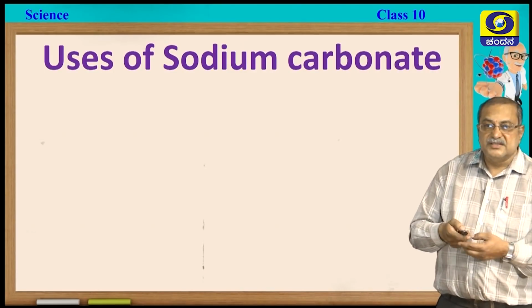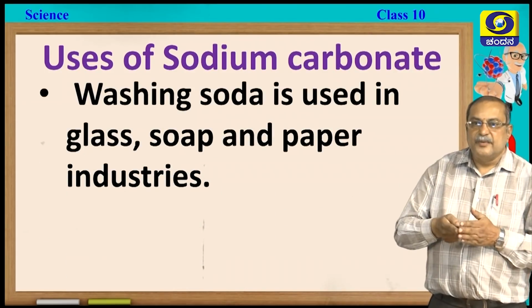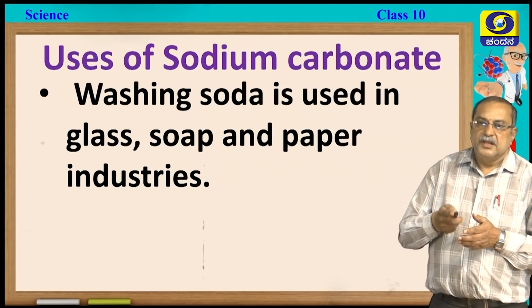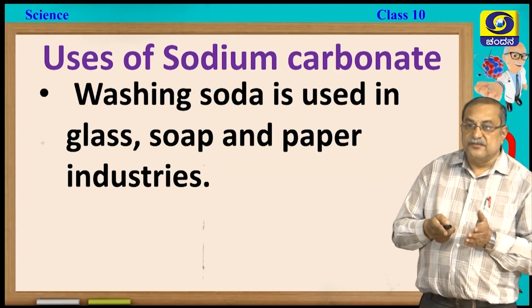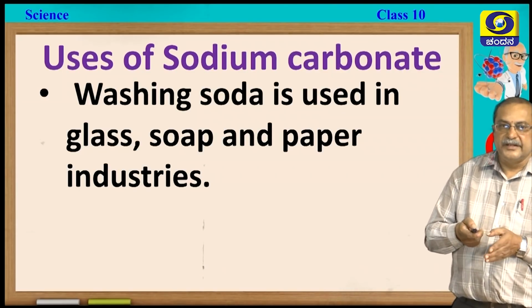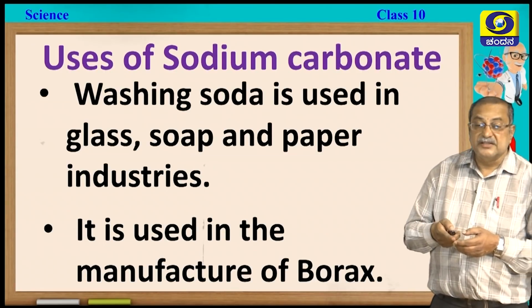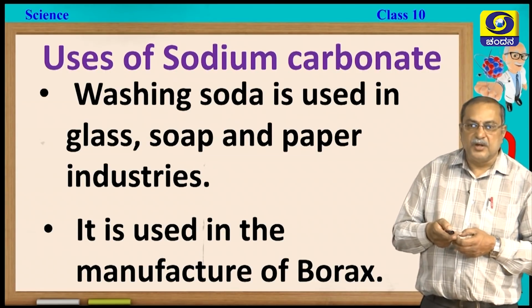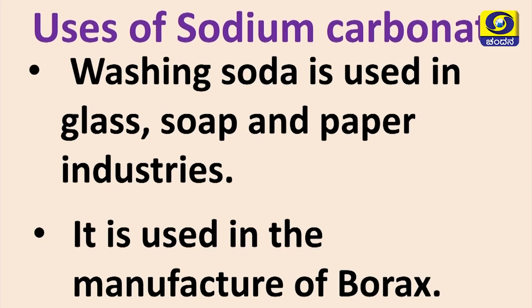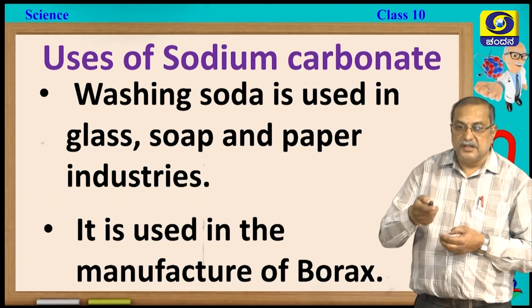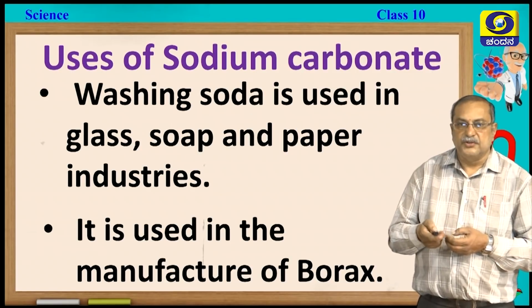So, what are the uses of this one? It is commonly known as washing soda. It is used in the manufacture of glass, soap and paper industries also. It is used in the manufacture of borax, another compound. So, washing soda is one of the major ingredients in the manufacture of glass, and even borax and soap they use it.